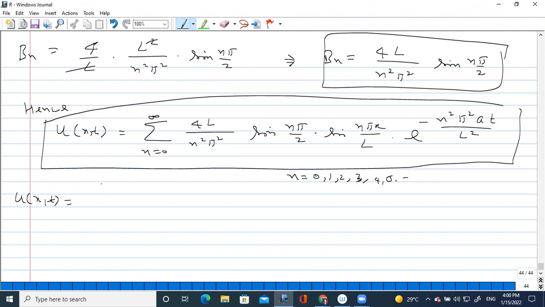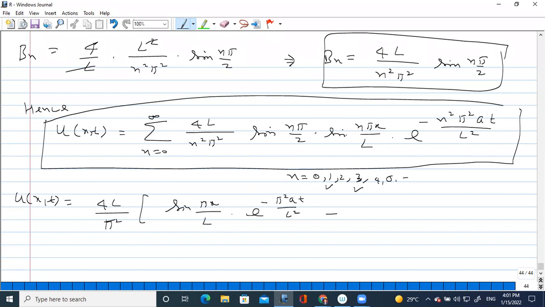So if I ask you what are the first two terms, n equal to 1 and n equal to 3 will give you the terms. So it will become 4L by pi square. First term, when n equal to 1 is put, it will be sine pi by 2, that is 1. So it will be sine pi x by L into e to the power minus, because n is 1, pi square at by L square. So this is the first term.